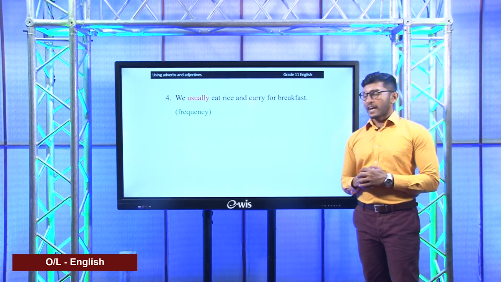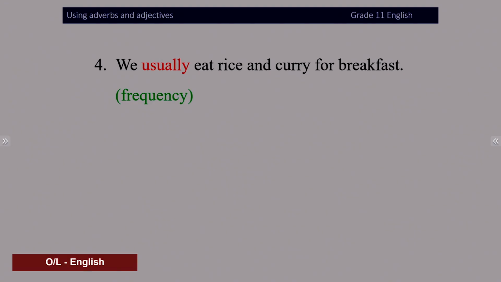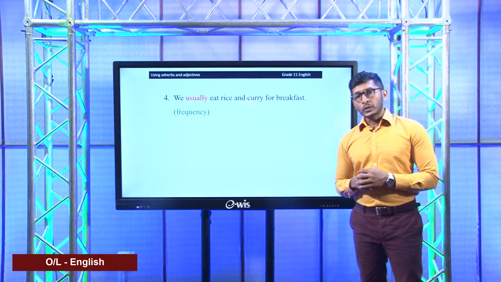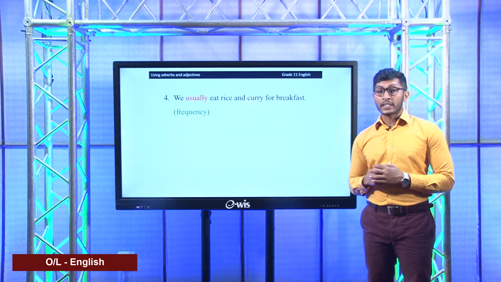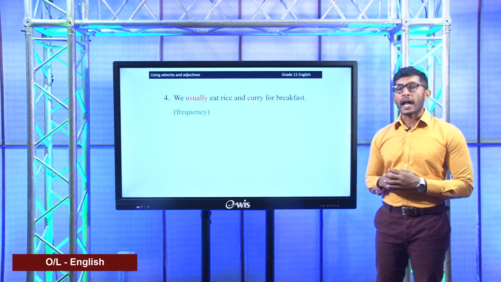Read this sentence carefully. We usually eat rice and curry for breakfast. Here the adverb is given in red, usually. How often do we eat rice and curry? We usually eat rice and curry for breakfast. Here the adverb usually describes the verb eat. The adverbs which tell us how often the actions take place are called adverbs of frequency.